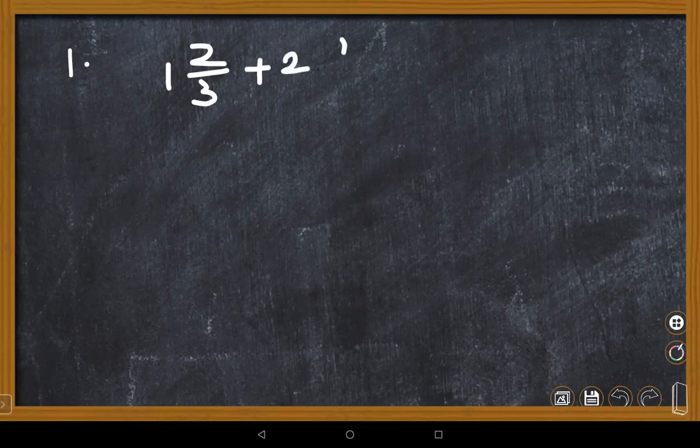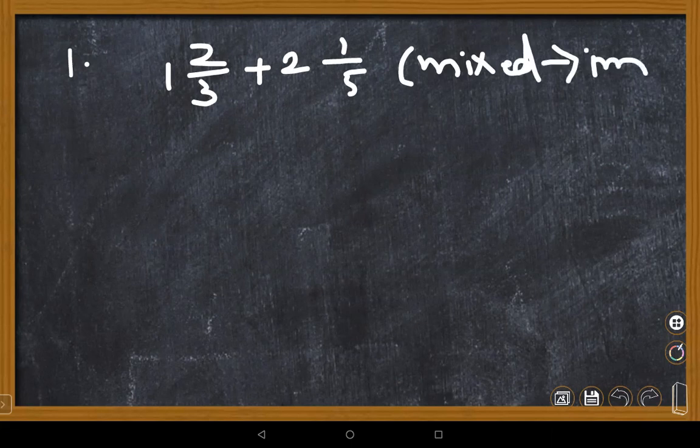Daksh, the first bit of homework I gave was 1 2 by 3 added to 2 1 by 5. Yes, Daksh, these are mixed numbers. First step, convert mixed to improper. Yes, mixed converted to improper.